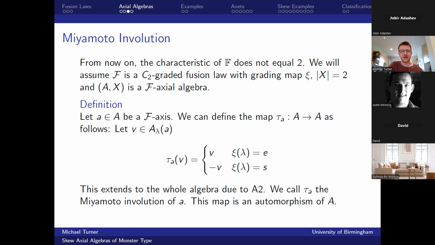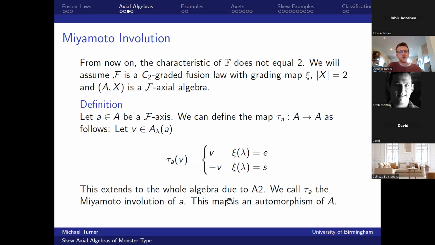Okay, so if we take an F-axis a, we can define a map tau_a, which goes from the algebra back into the algebra, and we define it as follows. If we have a lambda eigenvector v of a, this tau map takes v to itself if the grading takes lambda to the identity element in C2, and to minus v if it doesn't. It's why we want the characteristic not equal to 2, because otherwise this would just give us a trivial map to look at. And in fact, this definition extends to the whole algebra, because the algebra is decomposed into eigenspaces of a.